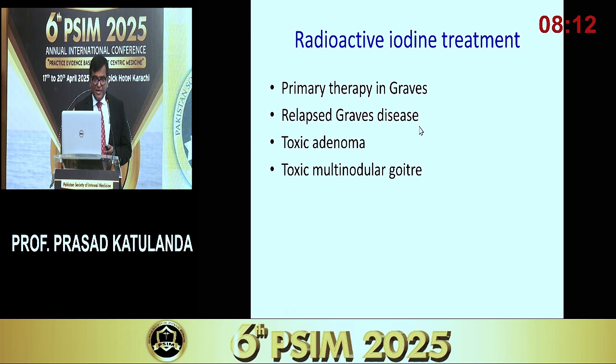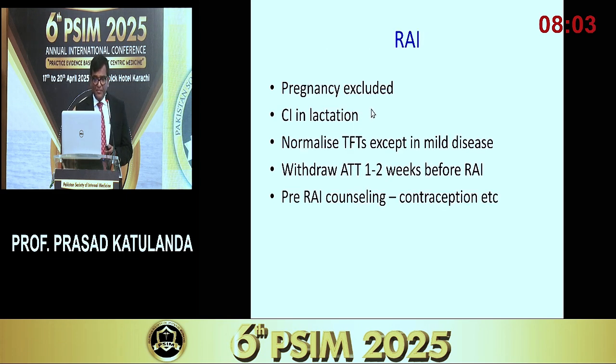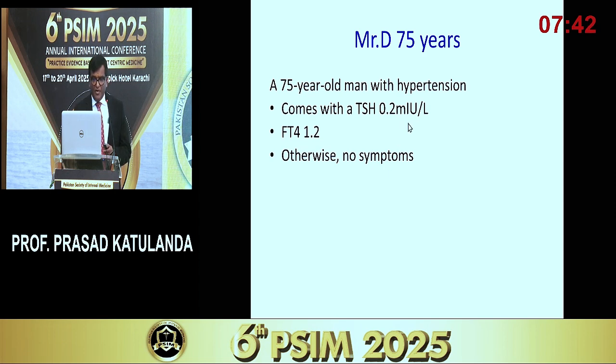Radioactive iodine treatment can be done for primary therapy for Graves or relapsed Graves, toxic adenoma, and toxic multinodular goiter. We need to exclude pregnancy, and it is not indicated in lactation. Usually, it's useful to normalize thyroid functions, except in the mild disease. Generally, we need to withdraw the antithyroid drugs 1 to 2 weeks before radioactive iodine treatment, and a lot of counseling. Looking into contraception can be important.